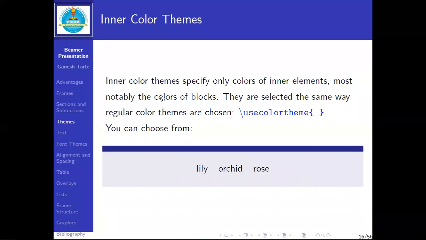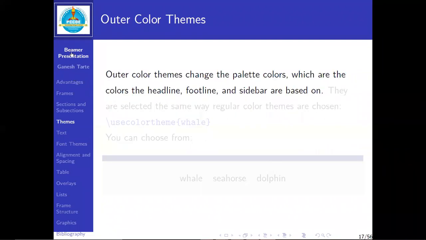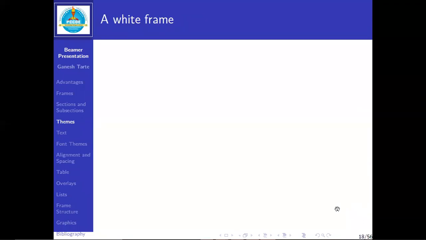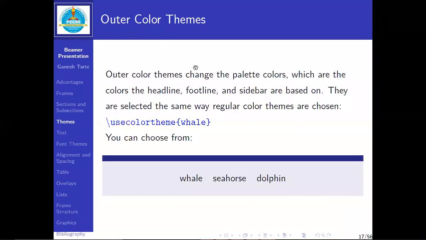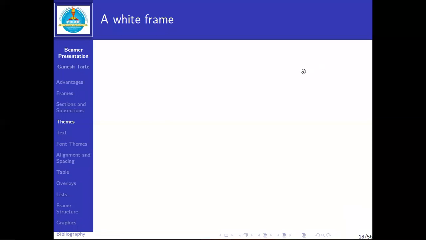In a similar way, we can change the inner color and outer color using the same command, but distinct parameters. Lily, orchid, and rose, these are for inner color. It affects the inner color, means like this box color may be changed. Then outer color means this navigation bar, title bar, or this sidebar or footline bar. So all these three commands are the same. Now observe carefully, the background of this particular theme is white. So whenever I want a white frame, no need to add any particular or extra command for that.